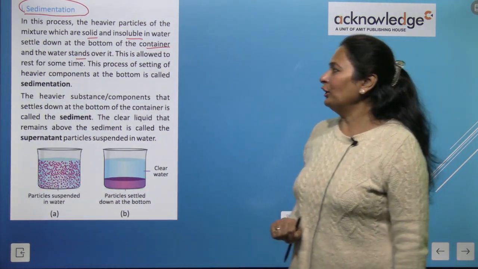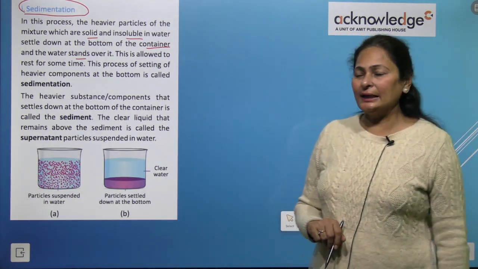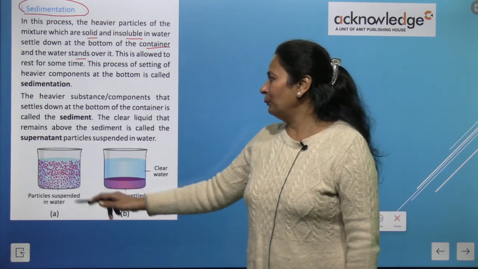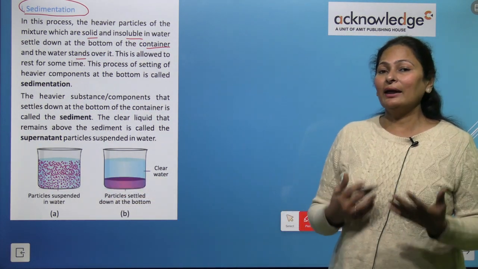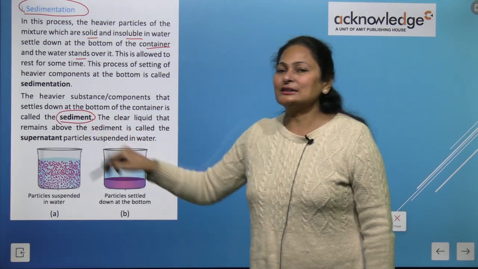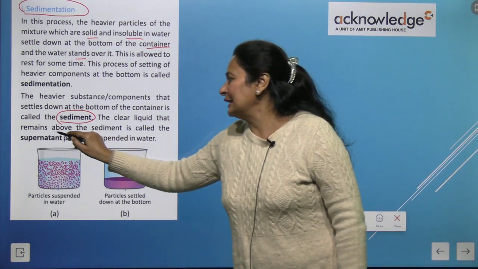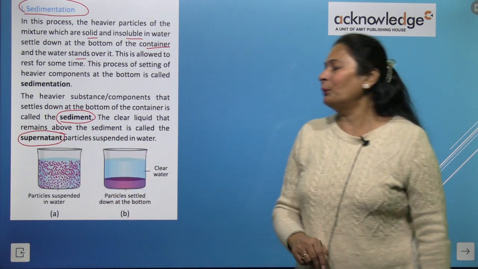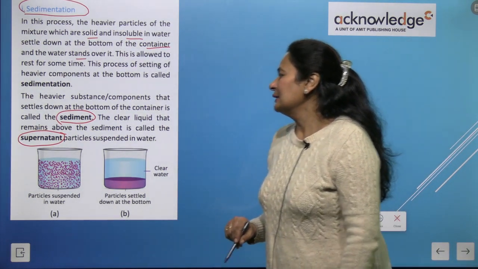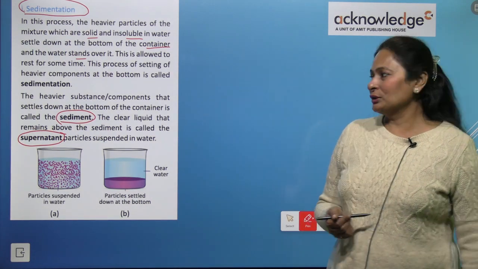The process of settling off heavier components at the bottom is called sedimentation. The heavier substance or the components that settle down at the bottom of the container is called what? It is called sediment, and the water which is left is called supernatant. Particles separated, it is suspended in water, right?